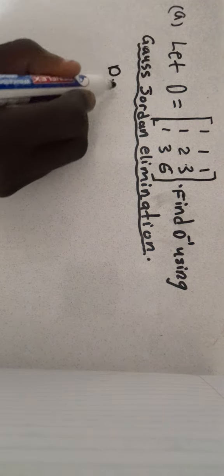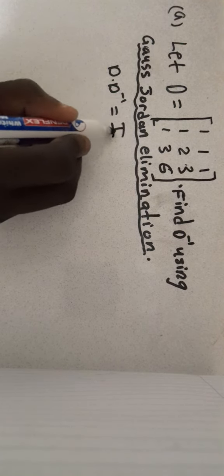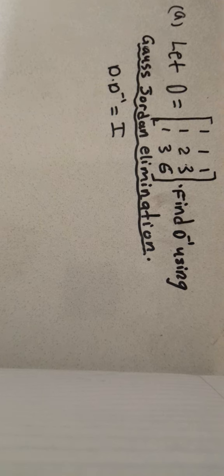You will recall that D times D inverse gives us an identity matrix. You know that an identity matrix is a matrix with ones on the main diagonal and zeros elsewhere. So you will agree with me that D times D inverse is I.